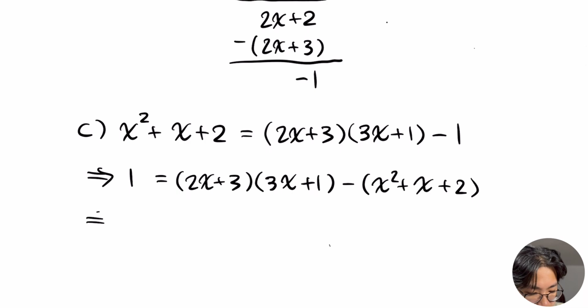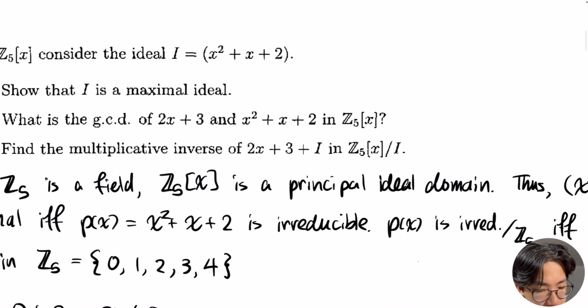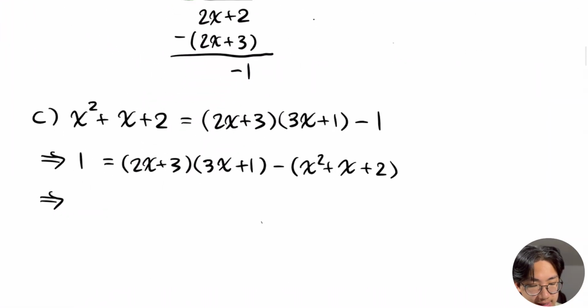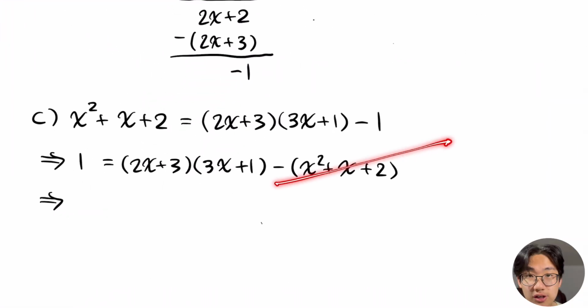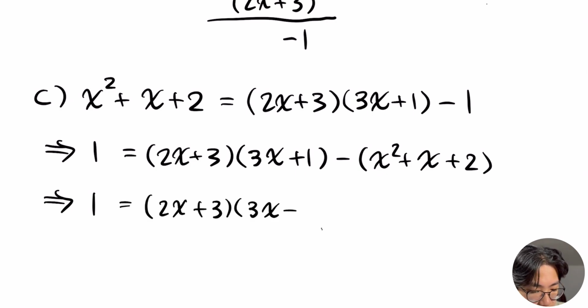Perfect. And then in this next step over here, we're going to make use of the fact that we're actually working in Z mod 5, like this ring of polynomials modded out by I. And when we mod out by this ideal over here, we can effectively treat this polynomial here as 0 now. Right? So in that case, we know that this entire thing just goes to 0. So we know that we then have 1 is equal to 2x plus 3 times 3x plus 1.